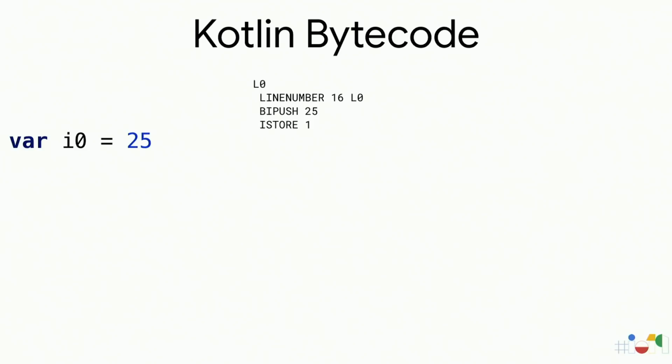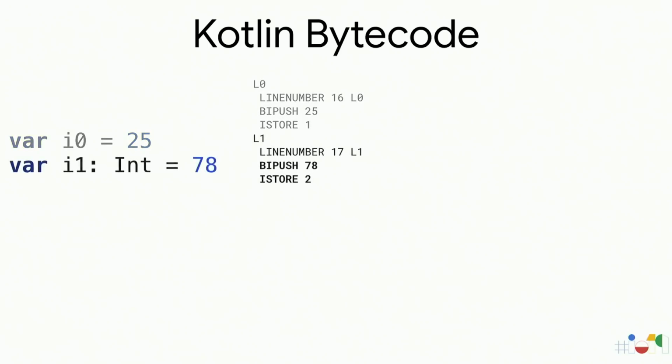So for the code that we were looking at before, you have this var i0. We haven't told it it's going to use type inference, but it's set to be this integer value. So what's going on? We have a little bit of metadata about the line numbers, and then it says bipush of the value of 25. So it's going to take that value of 25, extend it to an integer, push it onto the stack. Then it's going to pull it back off the stack, and it's going to store an integer into the first variable. So istore, and then we go on the second line.